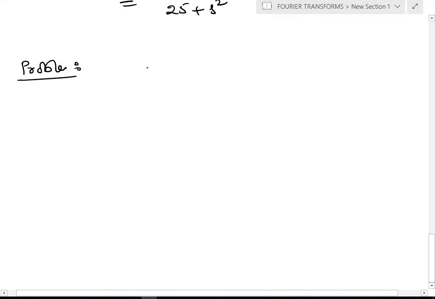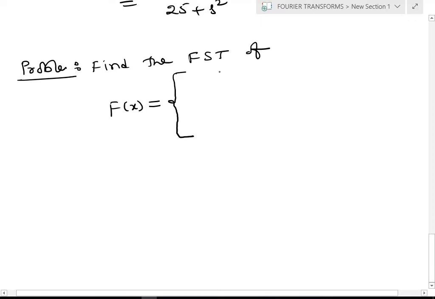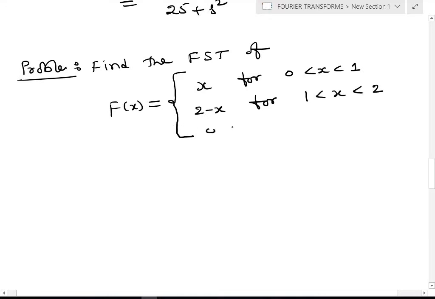Find the Fourier sine transformation of f of x, which is equal to x for 0 less than x less than 1, 2 minus x for 1 less than x less than 2, and 0 for x greater than 2.